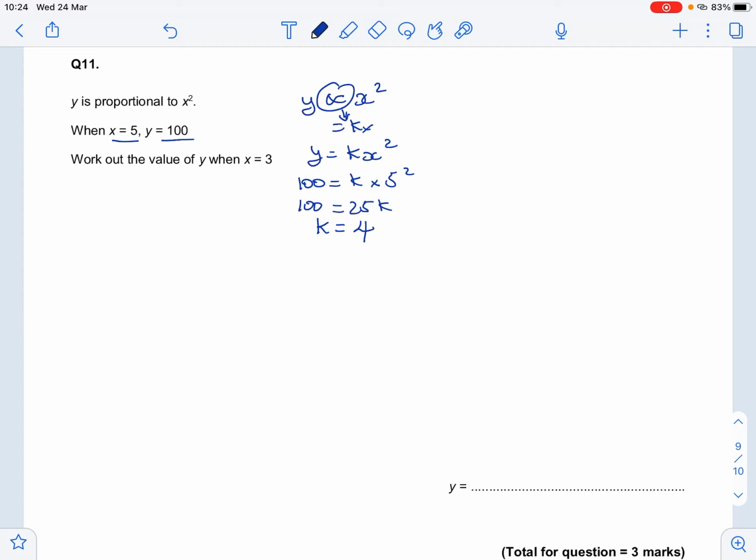Then we work out the value of y when x equals 3. So we have our equation, y equals 4x squared. We substitute x equals 3 into the equation. So we have y equals 36.